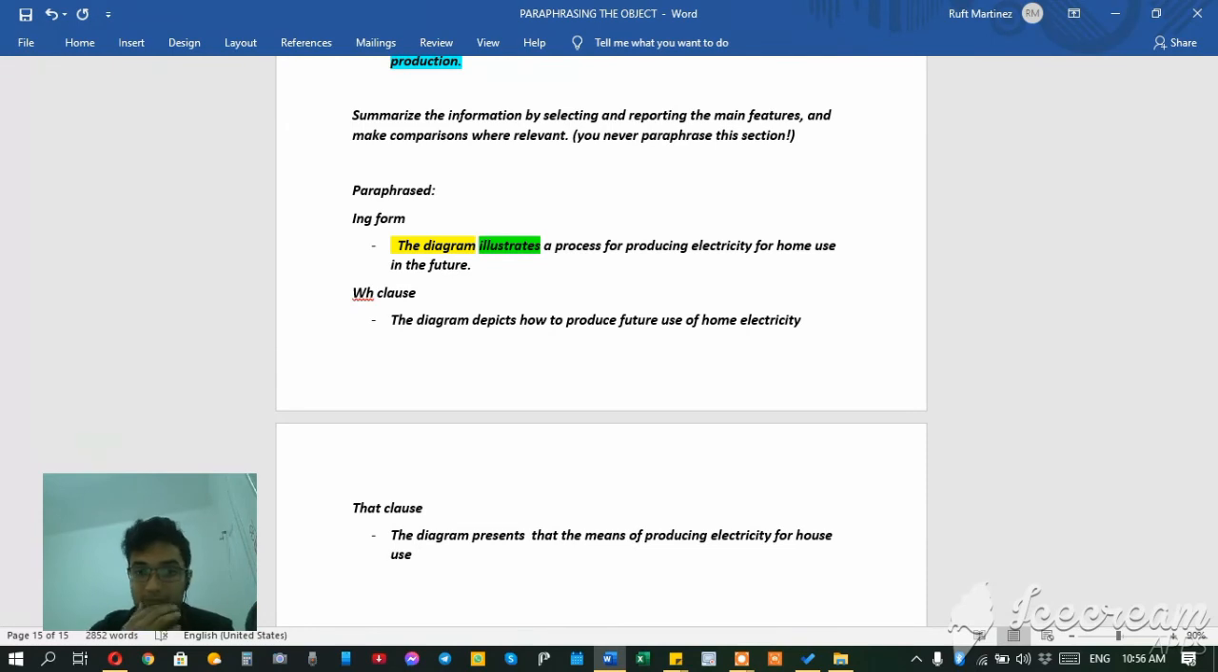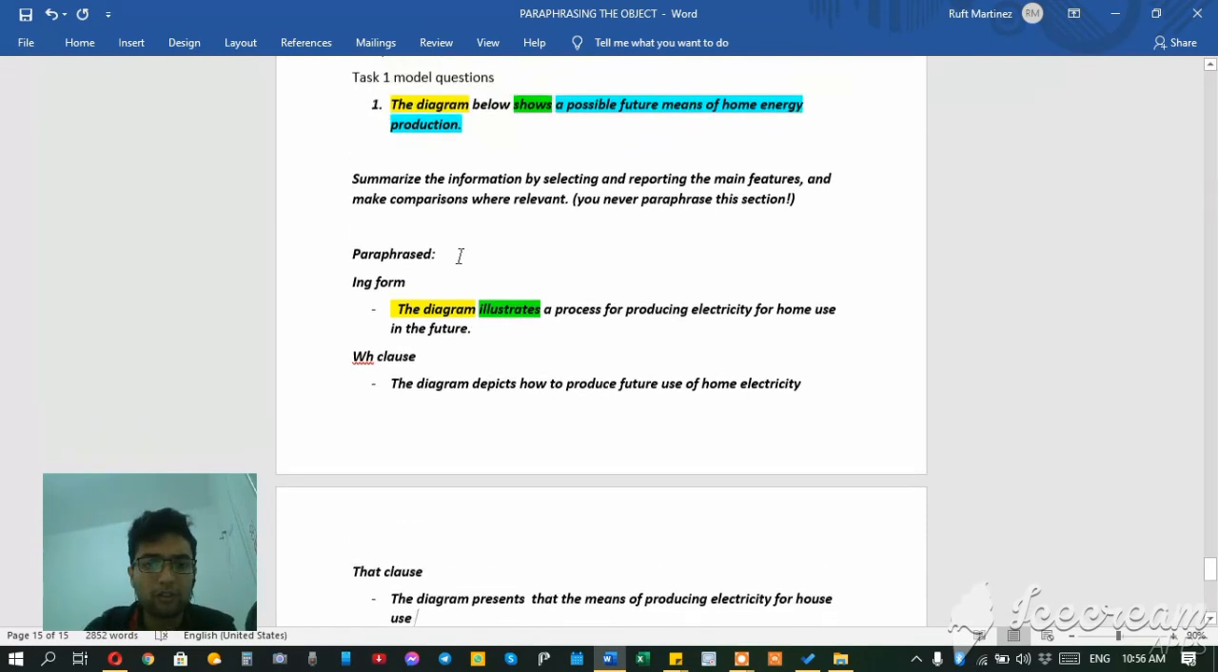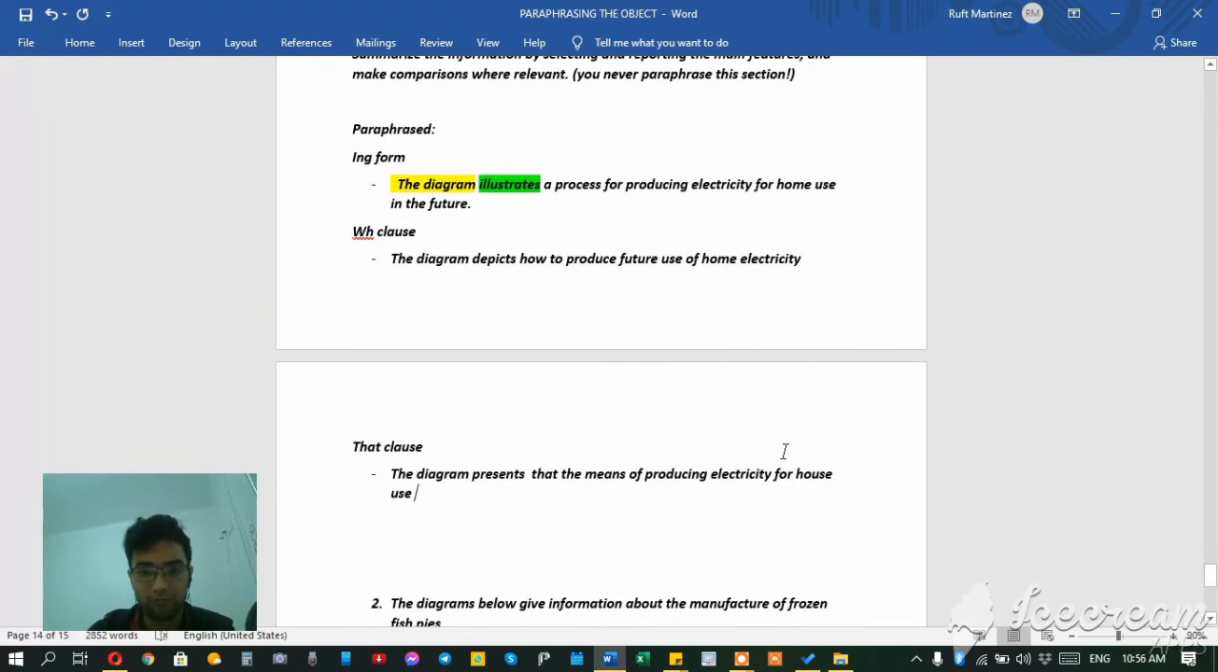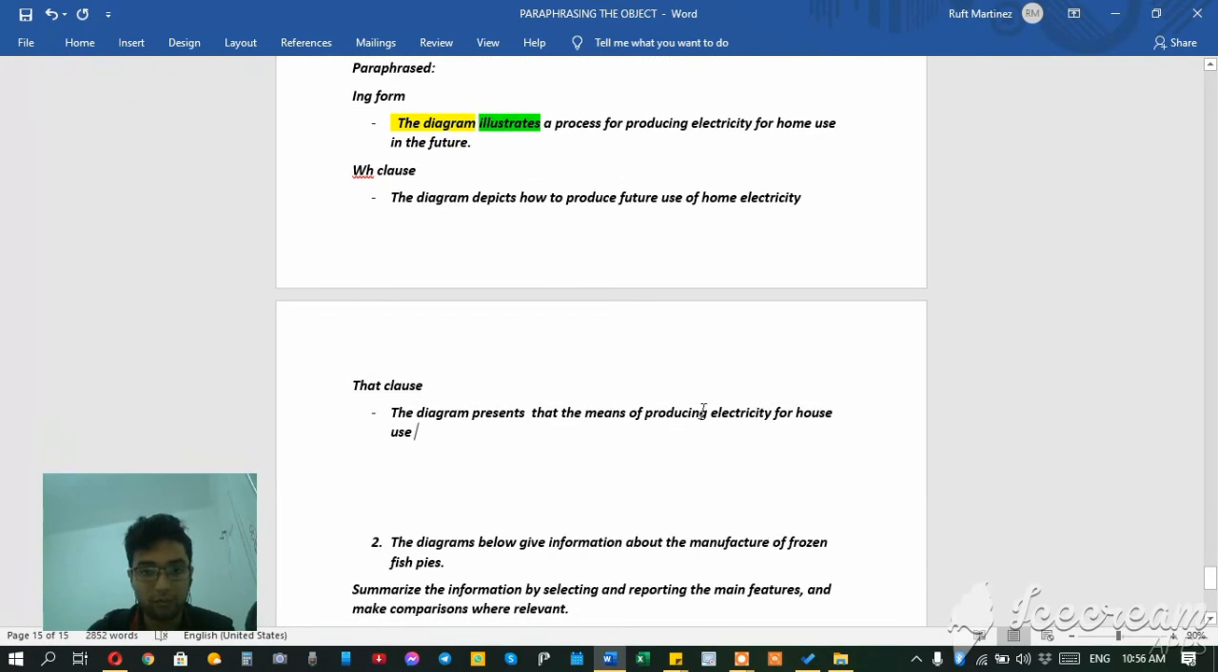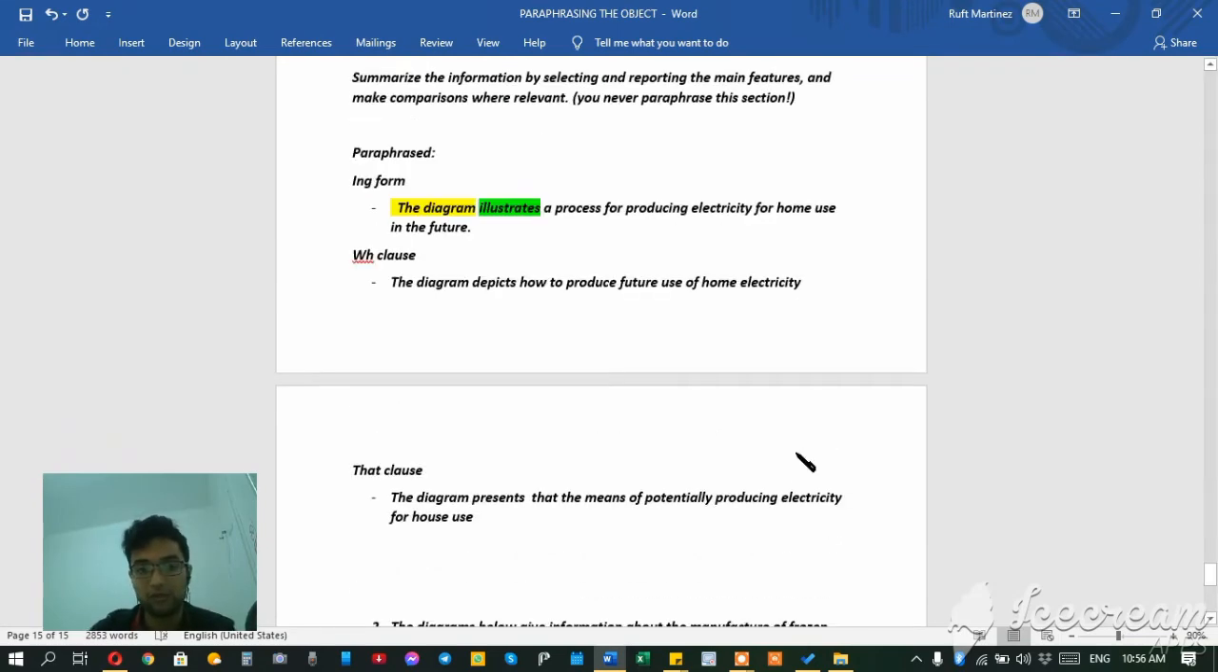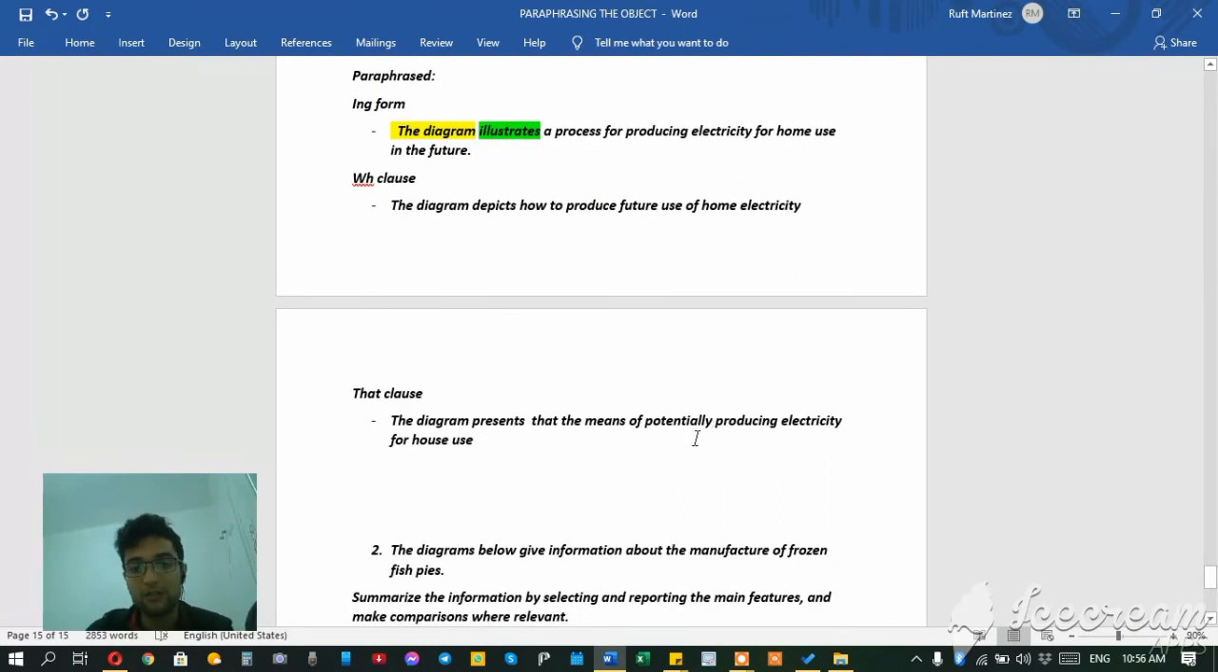Okay. In the future, possibly, potentially, producing. I'm writing potentially instead of producing: that the means of potentially producing electricity for home use. That's using the clause.